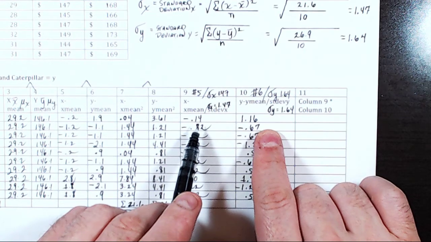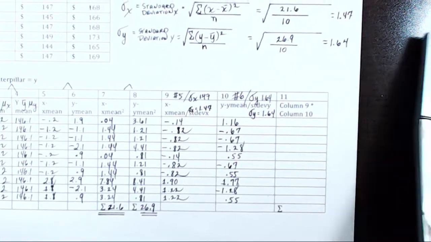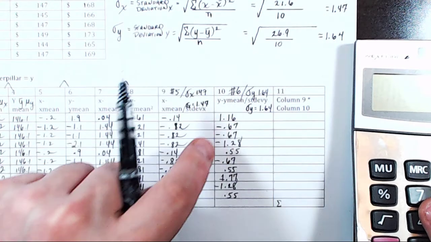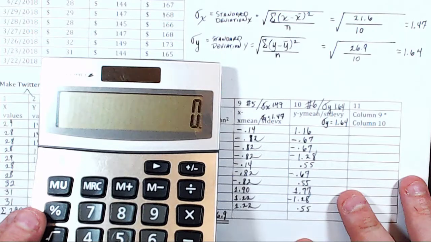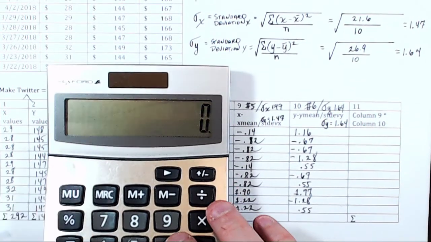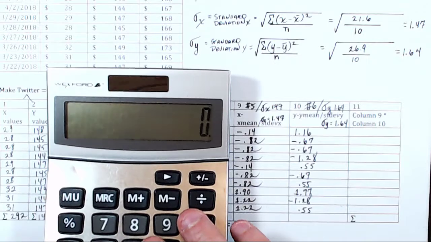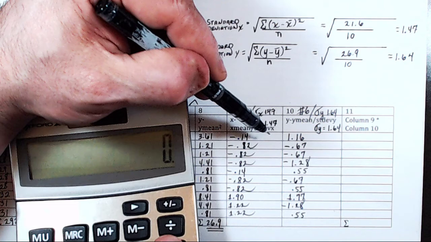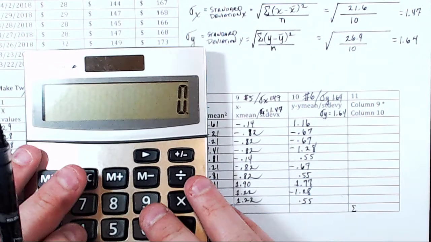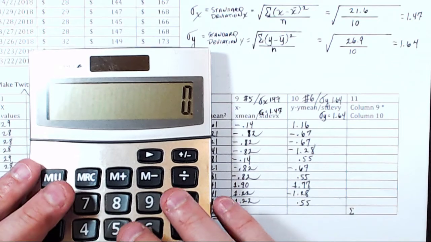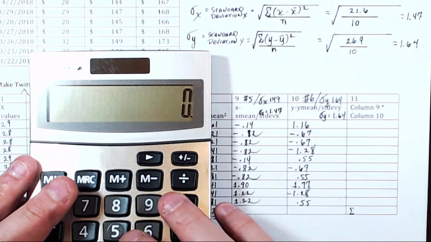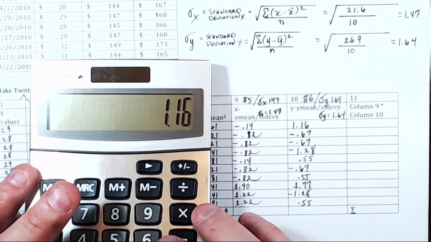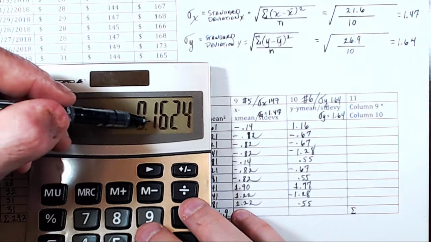It's pretty simple. I'm just going to take minus 0.14 times 1.16 and move down the list. I'm going to add the decimal. Keep your eye on those decimals. It's important. In this one, I've only got one negative value, so my result is going to be negative. However you want to keep track of those minus signs, keep track of them. So 0.14 times 1.16 equals minus 0.16.